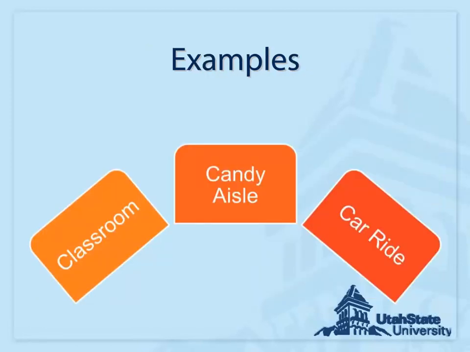A few examples of an environment would be a classroom full of students with a teacher giving a lecture, the candy aisle of a grocery store, or a car ride on a hot summer day. Each of these environments are comprised of different stimuli that affect the likelihood of any given behavior occurring.